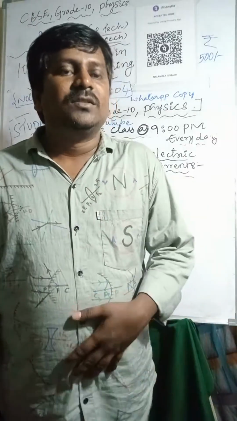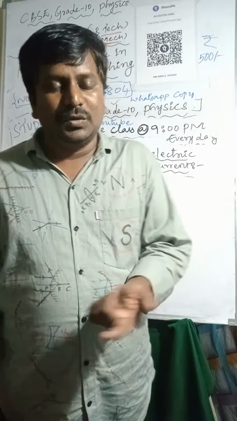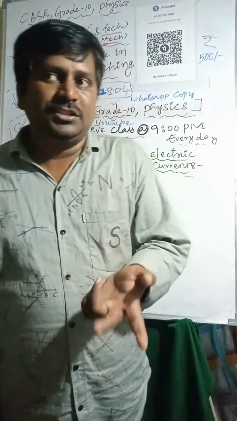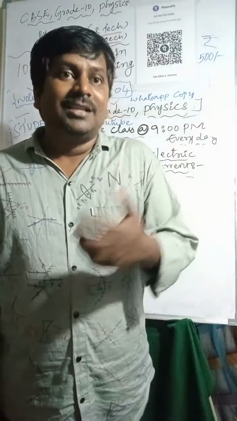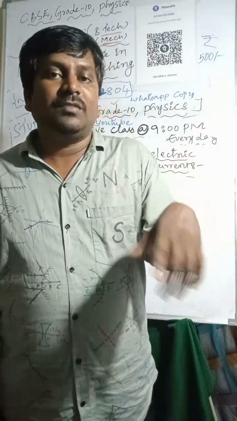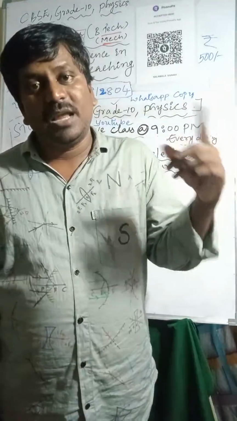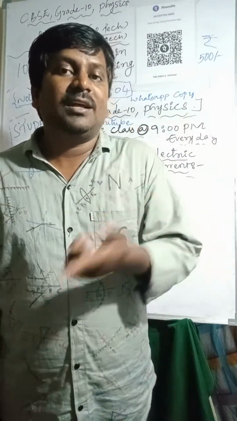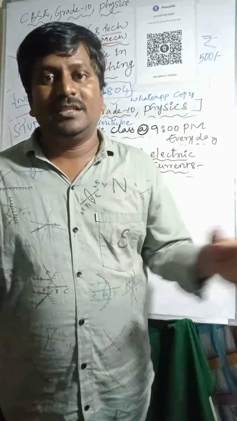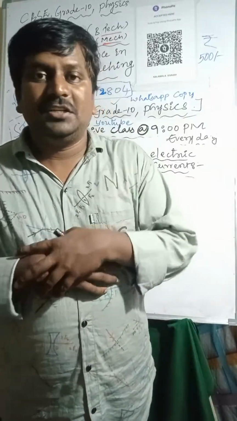fire occurs. So live wire potential is 220, neutral wire potential is 0, earth wire potential is 0. The potential difference between live wire and neutral wire is 220. The potential difference between live wire and earth wire is 220. The potential difference between neutral wire and earth wire is 0. So this is about potential difference.